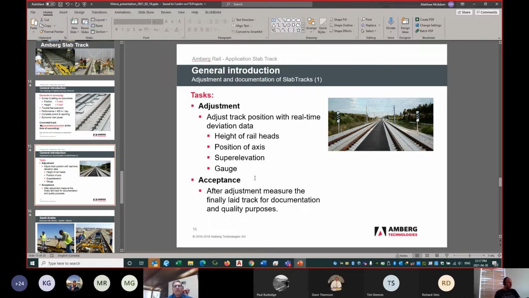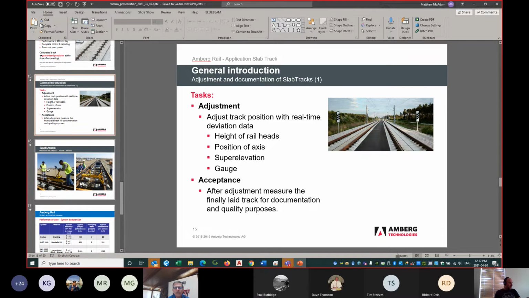Like if you're as-building these things, I would say it doesn't really matter. You just go out there and you survey it. But the slab track and the ballasted software programs are certainly designed for the construction in those situations.